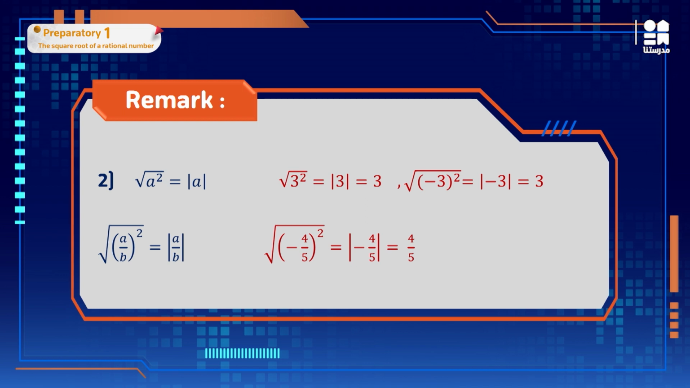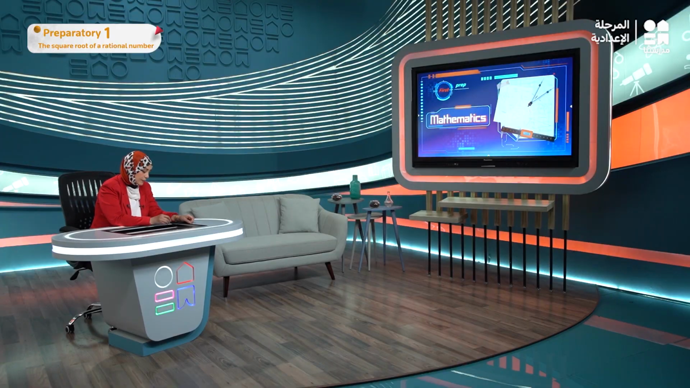Then the square root of A over B all to the power of 2, we are going to write the absolute value of A over B. The same for this example, the square root of negative 4 over 5 all to the power of 2, we put the absolute value to cancel the sign, so we write it as 4 over 5.